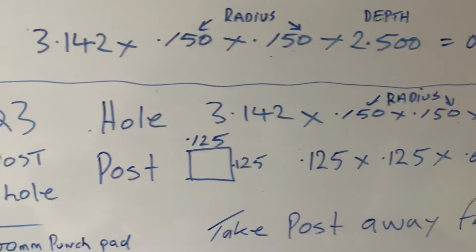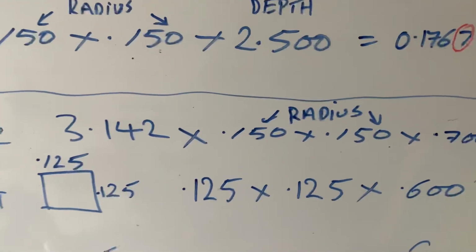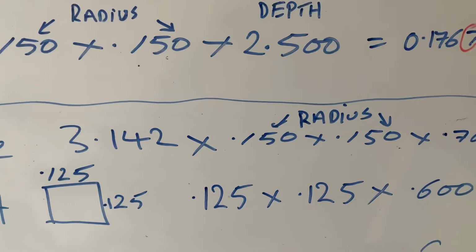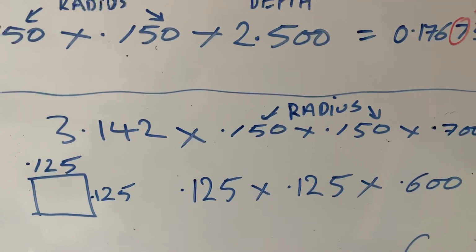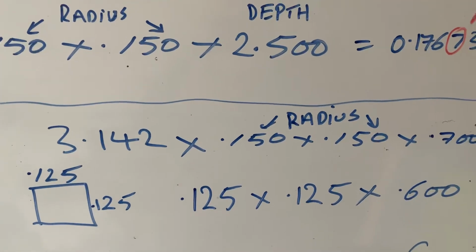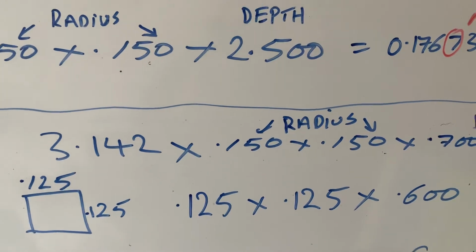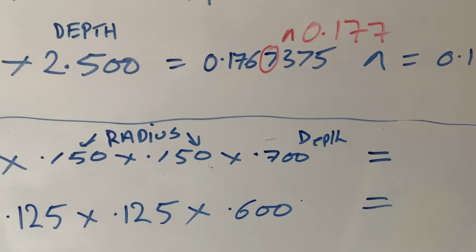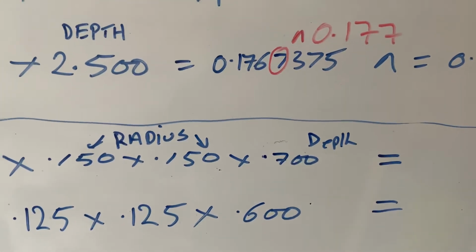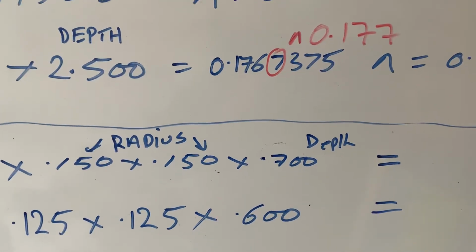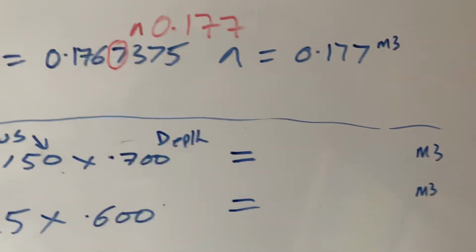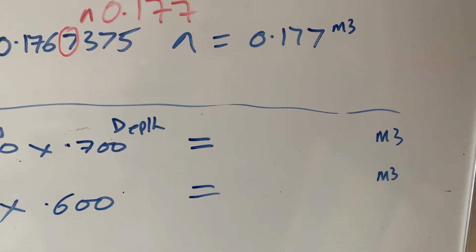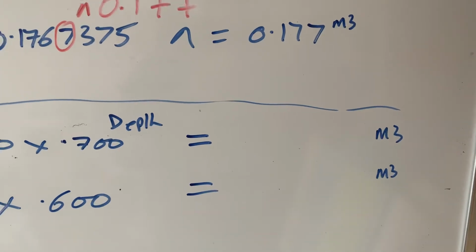So the hole, again, we can do 3.142 times 0.150 times 0.150, because that's the radius of the hole, which is half your diameter, and the diameter being 300. Now, the depth in this one is only 700, so it's 0.700. So again, don't forget to put your decimal points in. When you figure that out, and I want you guys to figure this one out, obviously, because it's actually in your books, you write down the answer for that.